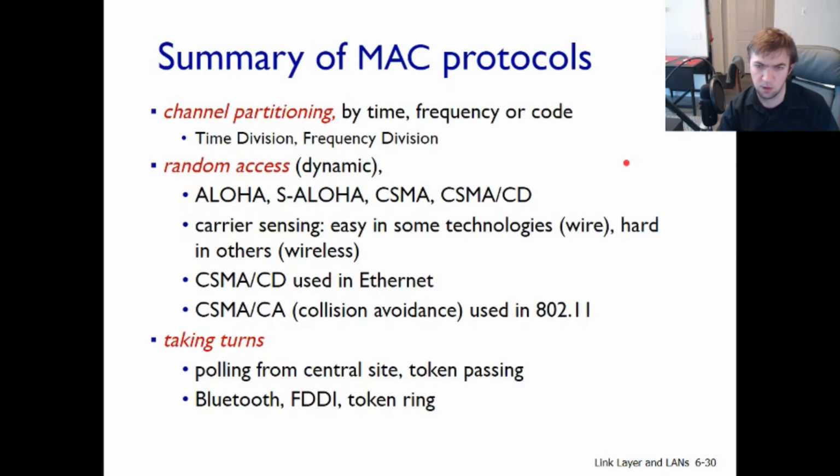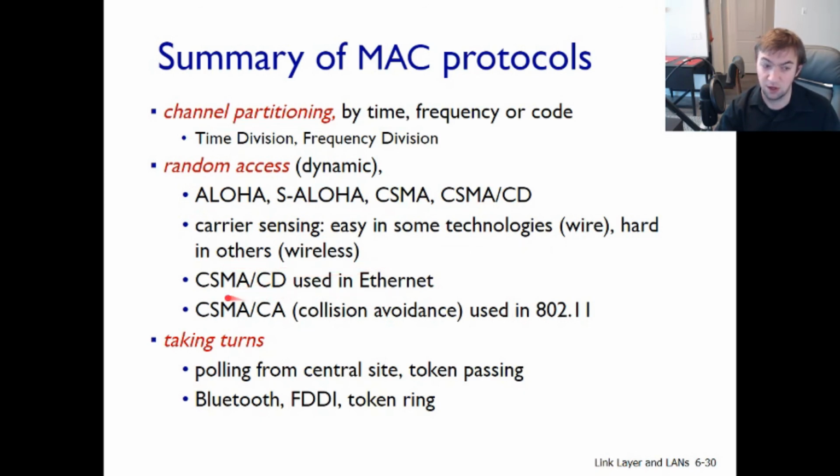So just to summarize some of the protocols that we've talked about so far, we have channel partitioning, where we can break down either by frequency or by time what parts of the channel we're actually using to make sure there are never any collisions. Random access control, which is dynamic: collisions could happen, but we try to mitigate them as much as possible. This includes Aloha, slotted Aloha, CSMA, CSMA with collision detection. In some technologies, this can be very easy, like wired, but it's a little bit harder in some, like wireless.